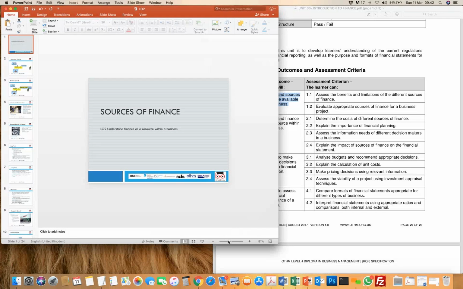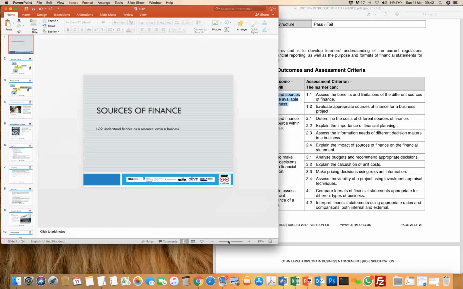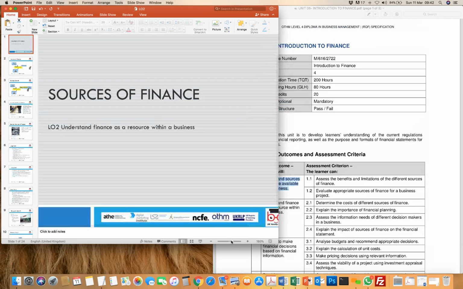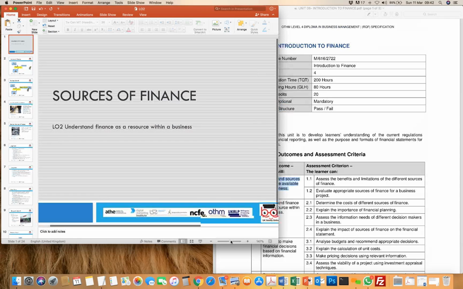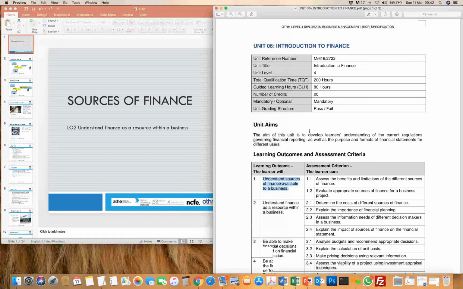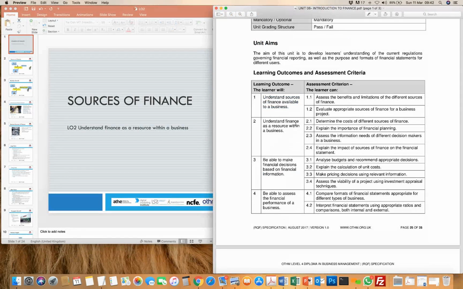So what we're looking at doing is continuing with our coverage of Unit 6, which is basically Introduction to Finance. In this, I'm going to be taking up Learning Outcome 2 in today's session. Learning Outcome 2 essentially focuses on understanding, in the previous session, how a business approaches the issues of finance.